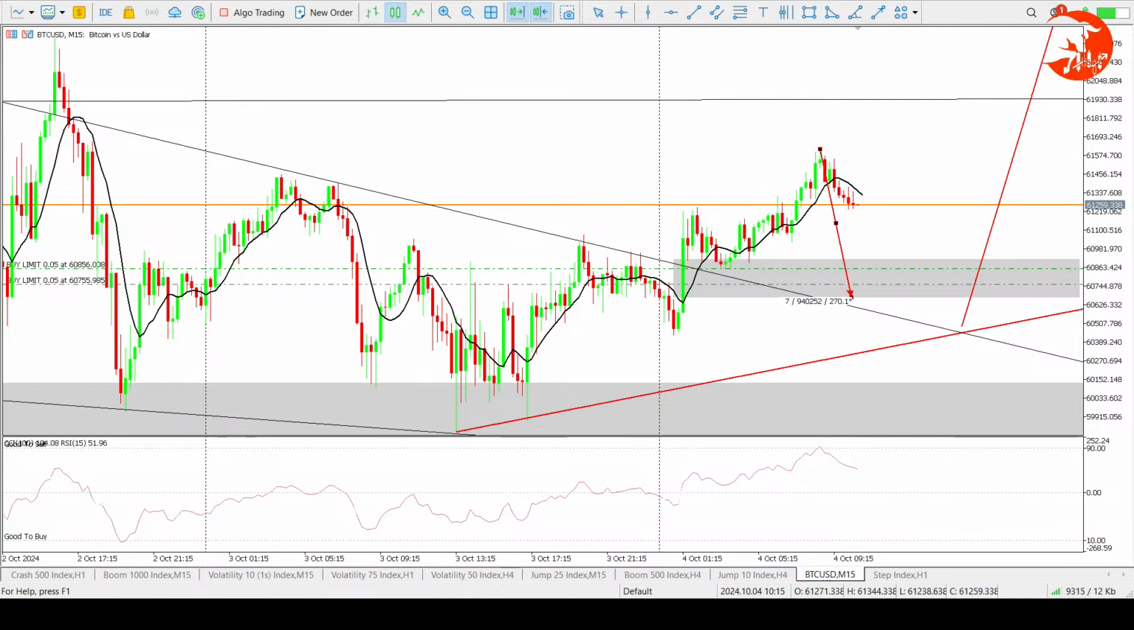Because this one is going to be down below, back inside the falling wedge, so let me go with this fair value gap as my point of interest to have my buys take place there. All right, I think that's it for this asset.